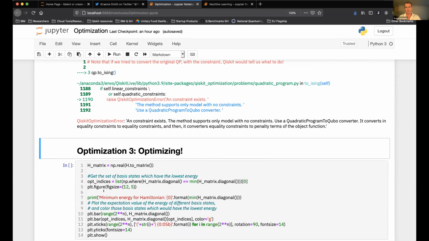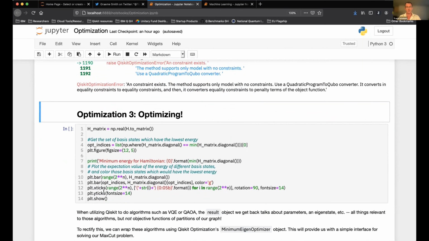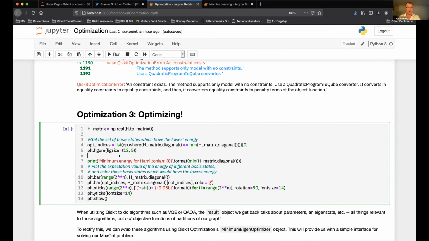Which brings us to the third and final part of the optimization tutorial, which is actually just doing the optimization itself. Now, one of the things you could imagine is that maybe you have many degenerate solutions. So there could be many different bit strings which would satisfy this optimization problem. Recall, we're trying to partition these vertices, so there could be many different ways of assigning vertices to two different groups that all have the same value for the objective function.